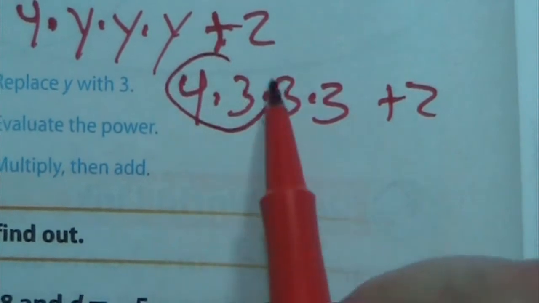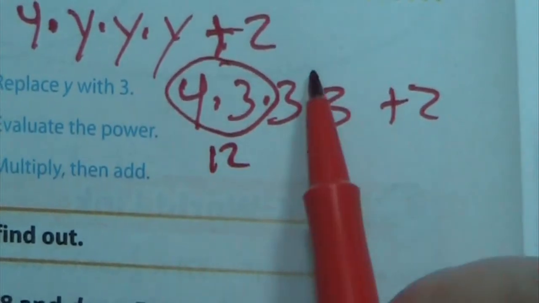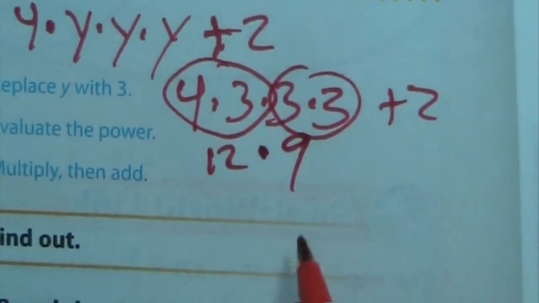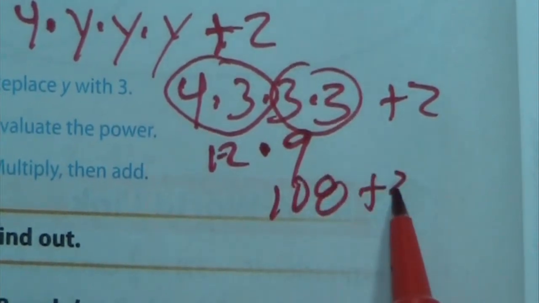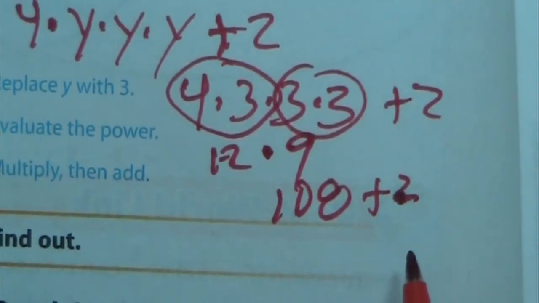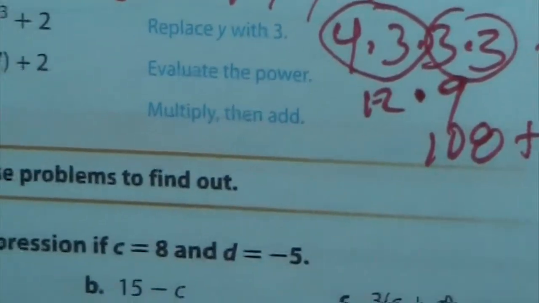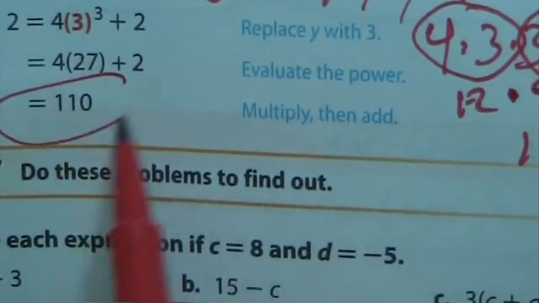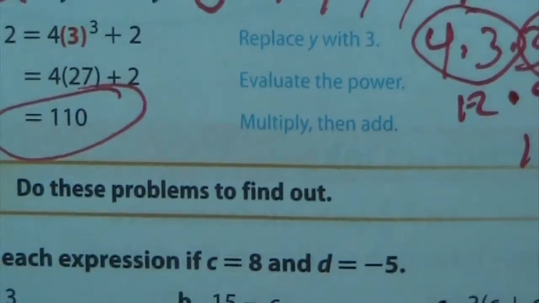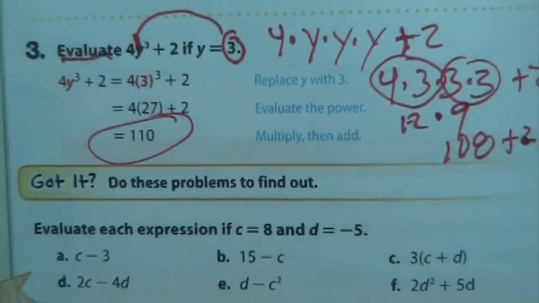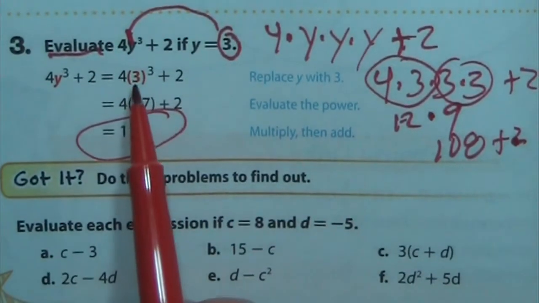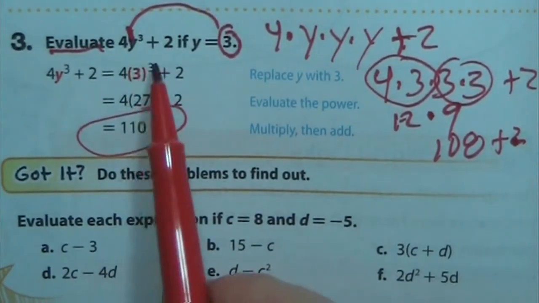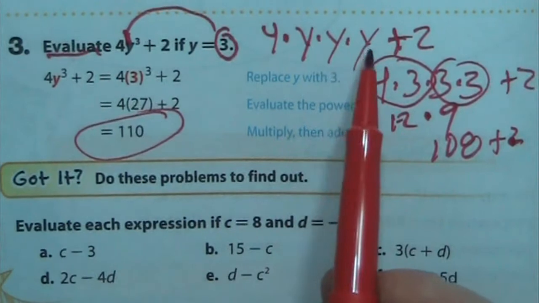If I put these together, that's 12. And these together, that's 9. 12 times 9 is 108. Plus 2 makes 110. And that is why they have 110 as the answer. So hopefully that makes sense. It's a lot easier if you spread it out. If it's y to the third power, do it 3 times.